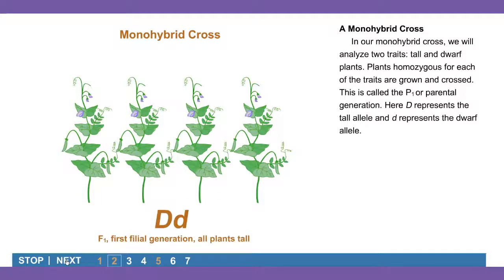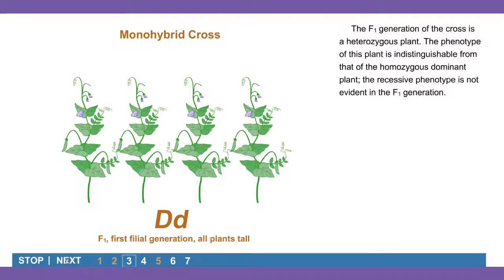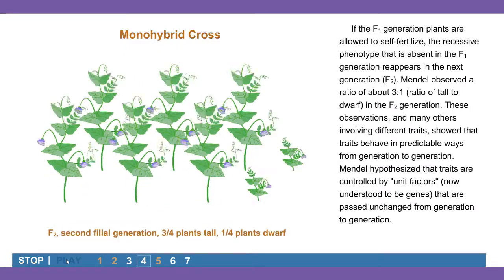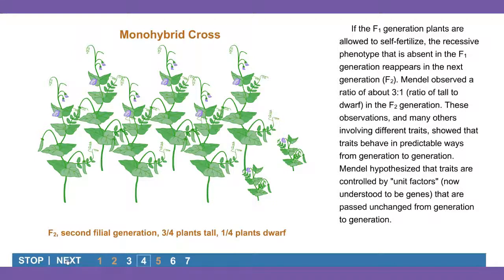And all the progeny in the F1, the first filial generation, were all tall plants. So the dwarf trait was absent from the first generation. Then he allowed the F1 plants to self-fertilize, which is kind of the same thing as crossing 2 plants within the same generation, since they're all uniform. In the process, he noticed that the dwarf trait reappeared in the F2, or the second filial generation.